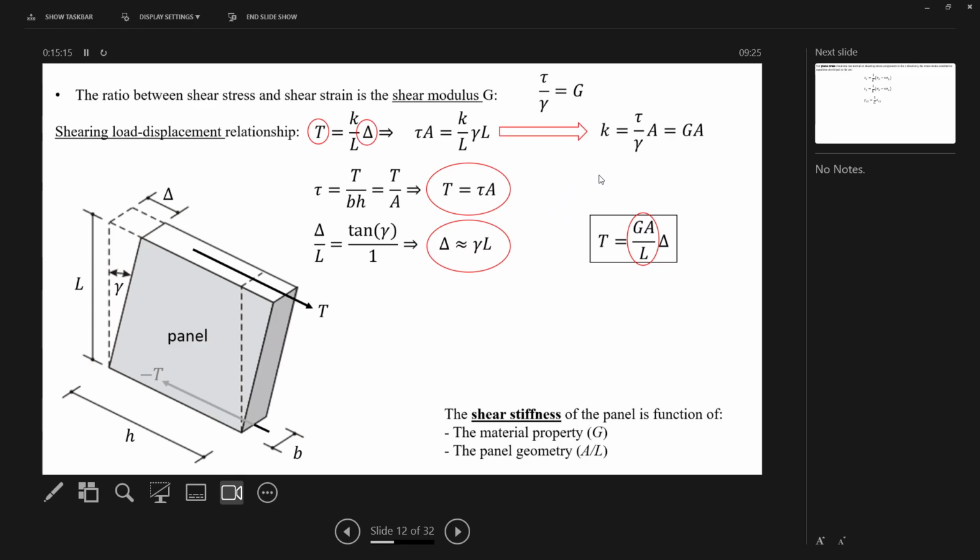What we're seeing for the shear stiffness is that the panel has a function of material properties, G there, and the panel geometry, area and length. Funny that, it's exactly the same as what we said before with axial, or sorry, tensile or compression. So it all holds true.